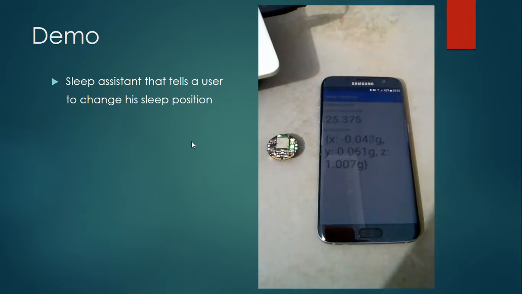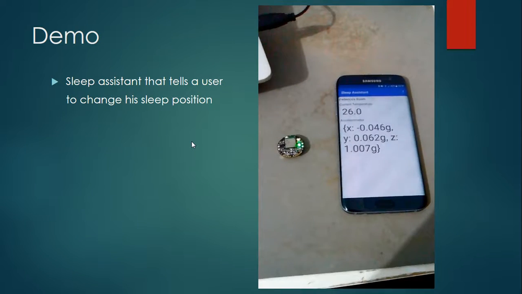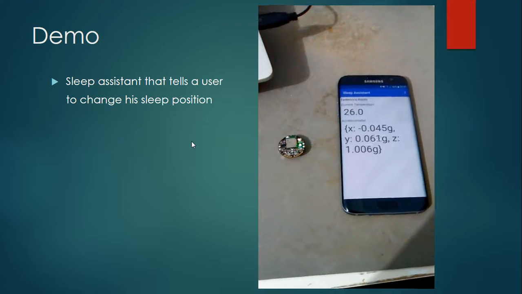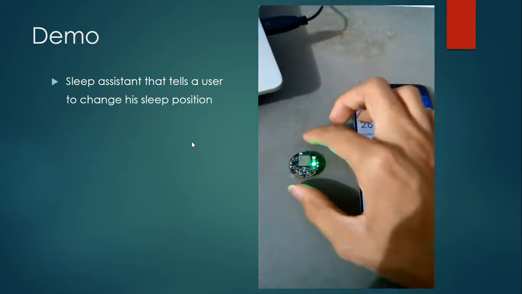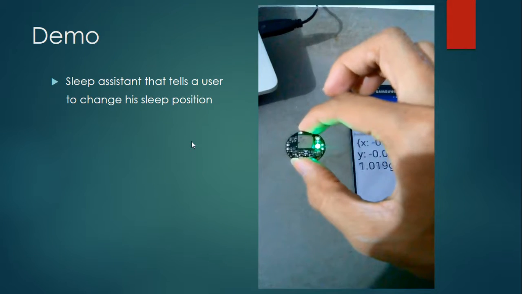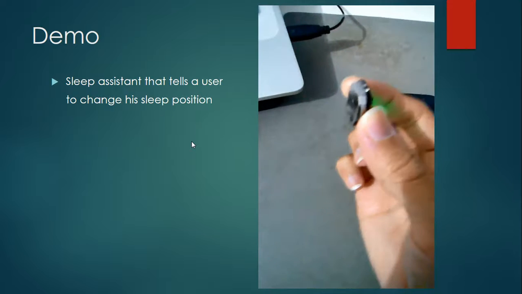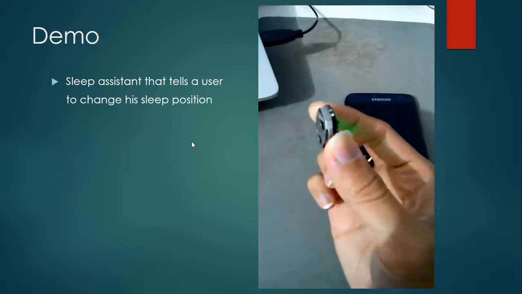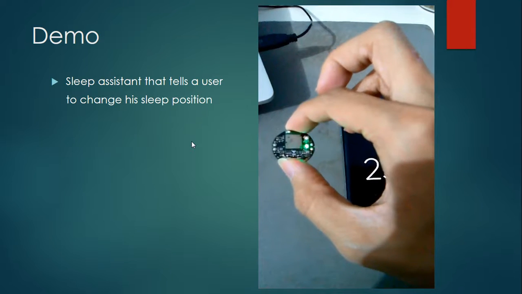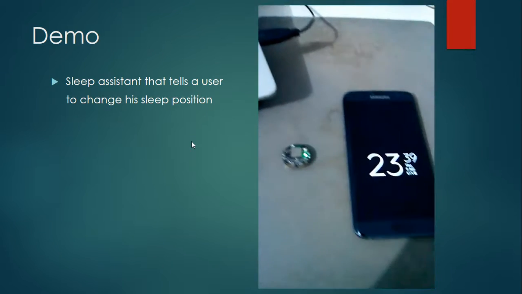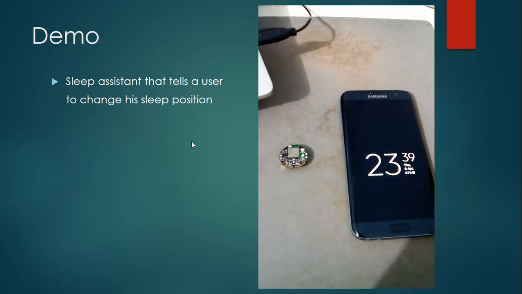Please sleep on the side. Yeah, you just heard the sound of the sleep assistant from my app. So let me show you. If you take the sensor and flip it to the side, it means the patient has slept on the side. But if you flip it back to the original position, see, the assistant will tell you to sleep on the side.